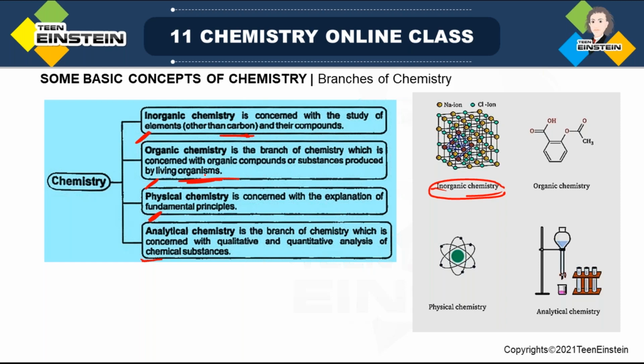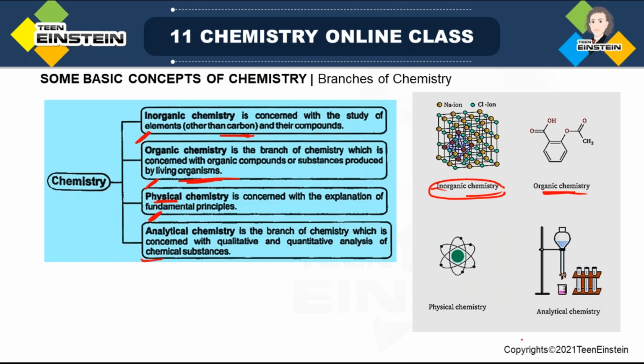Now what about physical chemistry? In physical chemistry, you can find some similarity with physics, because in physics we study some basic fundamental principles, fine. That is why numerical problems like this are very common in physical chemistry, because it is all about principles. And here we have a picture of organic chemistry.